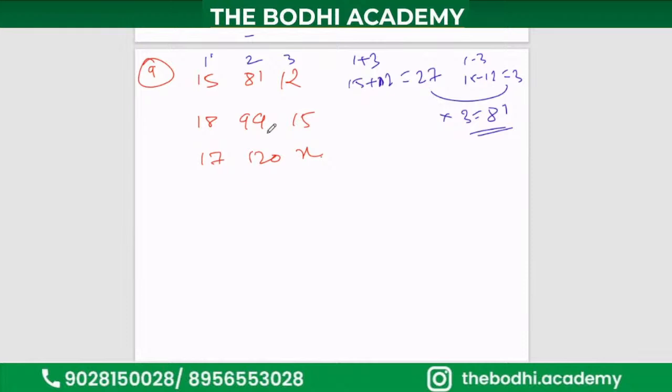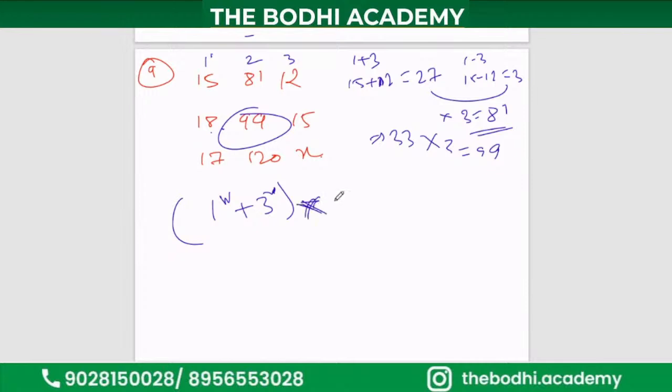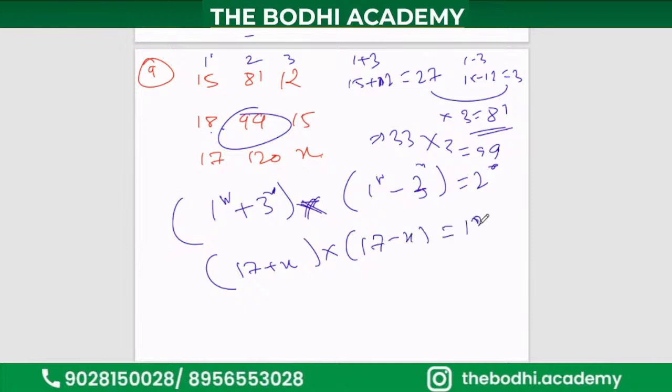So we'll apply the same logic in the other question also. What is 18 plus 15 is 33 into 18 minus 15 is 3 is equal to 99. So the logic is okay. Means first number plus third number, multiply the difference of first number minus third number, you get second number. Now 17 plus something, 17 plus something.